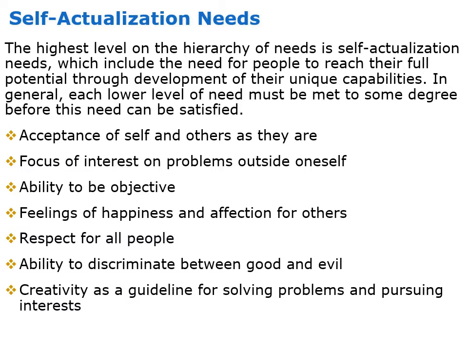Our highest level of hierarchy is our self-actualization needs. And this is being able to reach our full or maximum potential. And we do this through our own unique characteristics or traits or goals, okay, how we set ourselves up. And in general, we have to meet those lower needs first before we can actually meet this need.